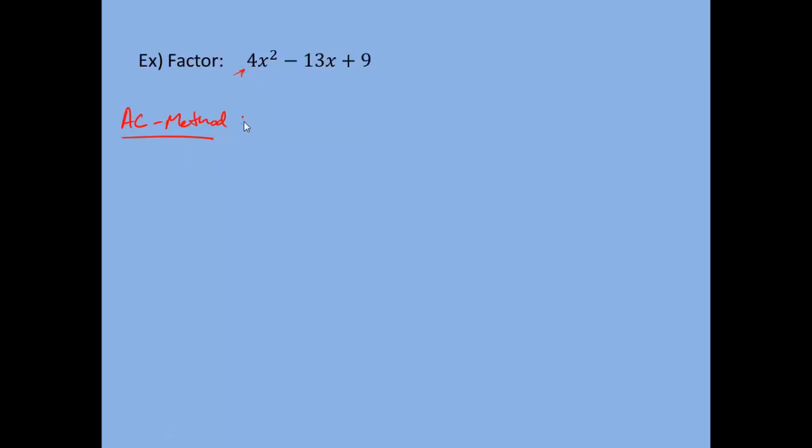And for the AC method here, we want numbers that multiply to AC. That's what our steps say to do. Well, AC is, 4 is A, and C is a positive 9. So we want numbers that multiply to whatever 4 times 9 is. So we want numbers that multiply to 36, and they also have to add to whatever the middle coefficient was. They have to add to B. Well, B is a negative 13. So they have to add to negative 13.